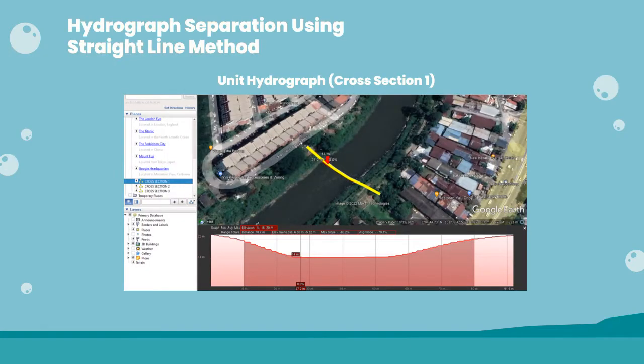To find the hydrograph, we first need to calculate the discharge and the base flow. For the base flow, we need to use 3 suggested methods, and we are using the straight line method. This is the sample calculation for cross section 1.